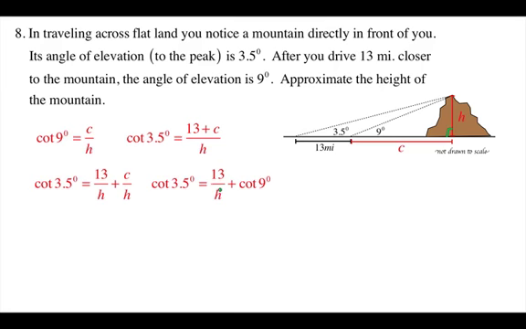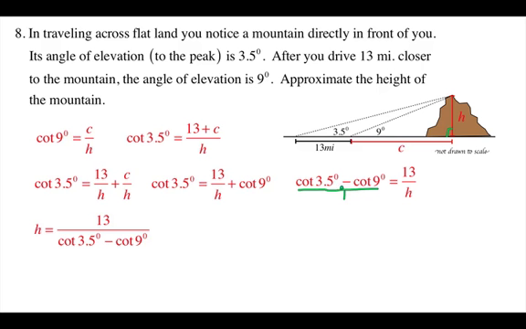I'm solving for h, so I'm going to isolate the 13 over h. At this point, I can do a little bit of pre-algebra again. Cross multiply and then solve for h, which means that I have to divide both sides by this, and that's how I end up with this. I punch this into the calculator, and this is what I get, 1.3 miles. And this is the height of the mountain.